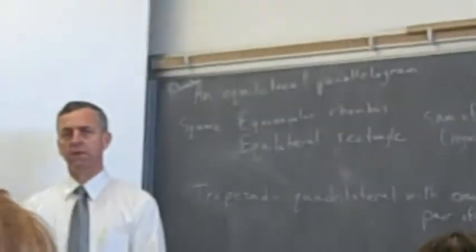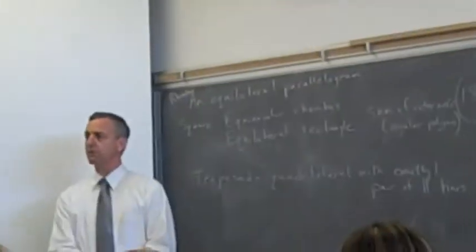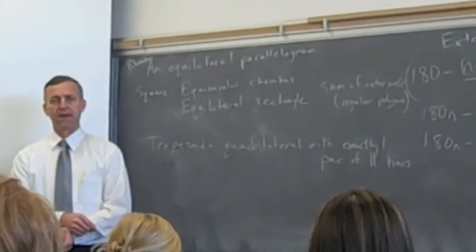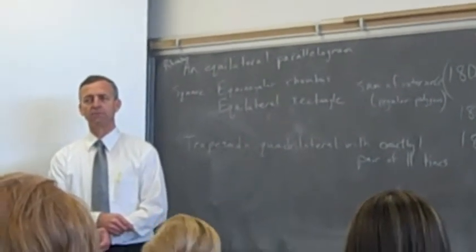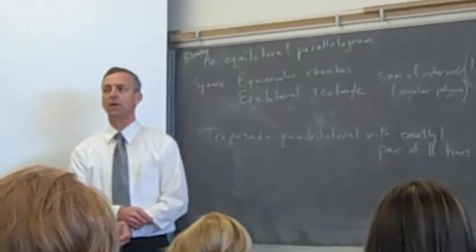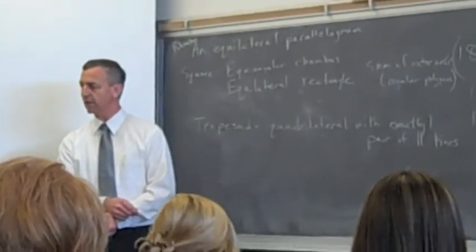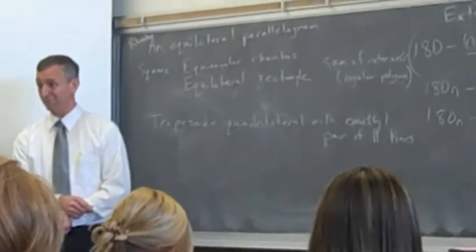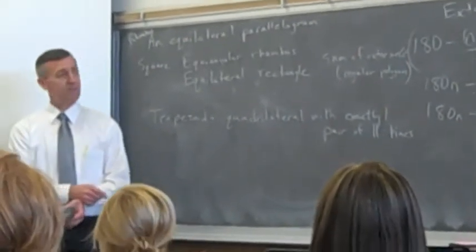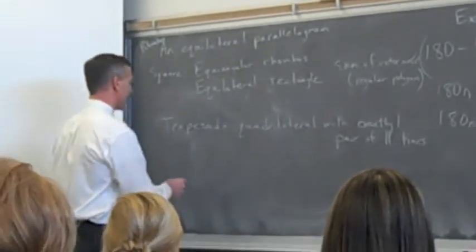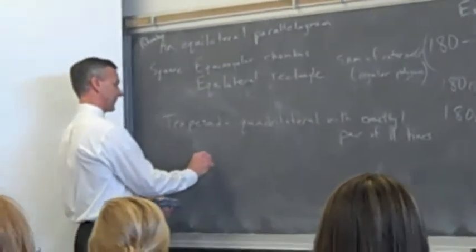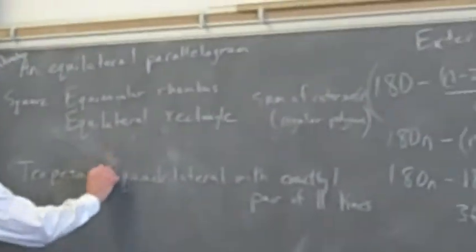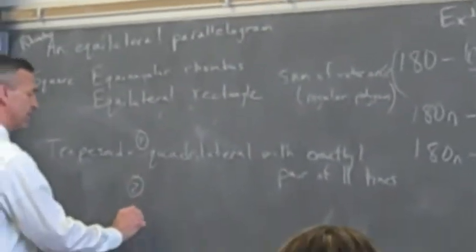That is actually the definition that is used in most of the textbooks that you will be teaching out of. However, I think it's interesting to note that mathematicians do not agree completely on the definition of a trapezoid. Some of them say it's this, and others say it's this. So I'm going to put definition 1 and definition 2.